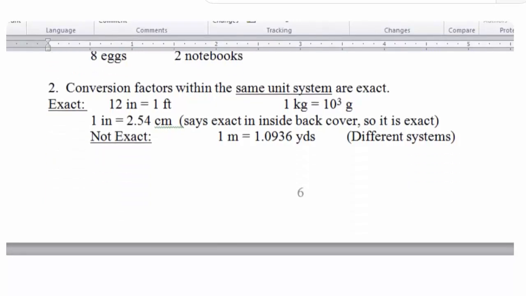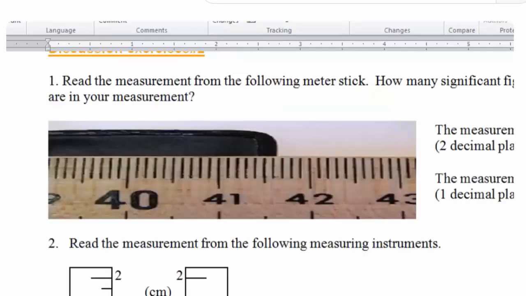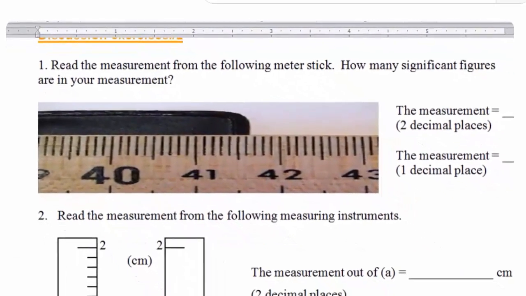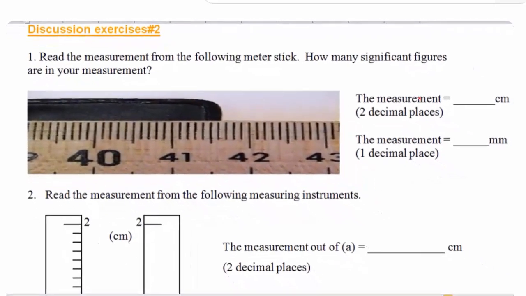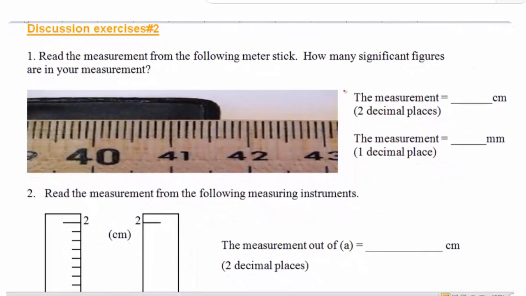And some of the conversion statements are exact, like 12 inches equal to 1 foot. Those are exact numbers. Now, as you see in the questions here, I will give you the number of decimal places expected. So go ahead now and pause this video and try to answer question number 1 and 2. And notice question number 1 has 2 parts.